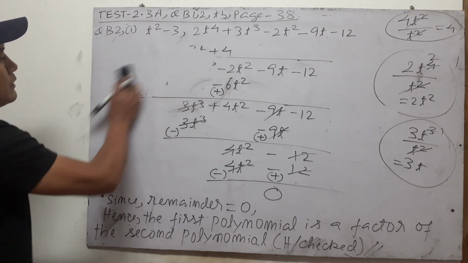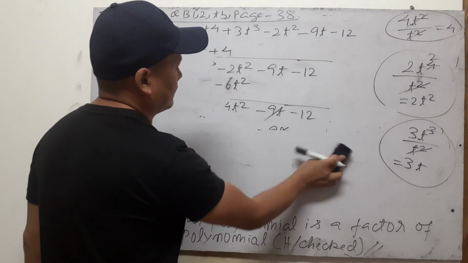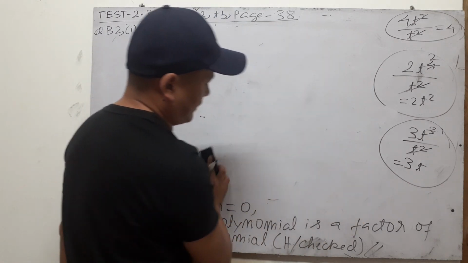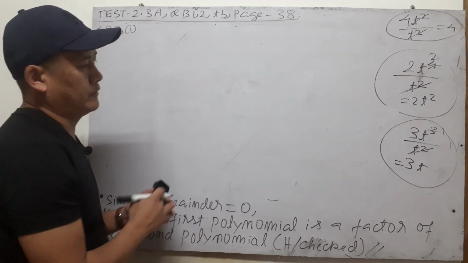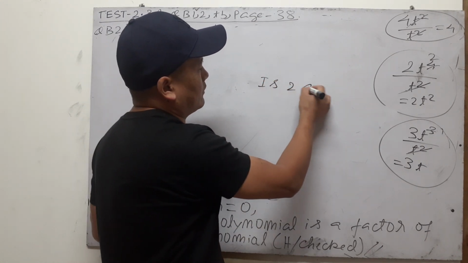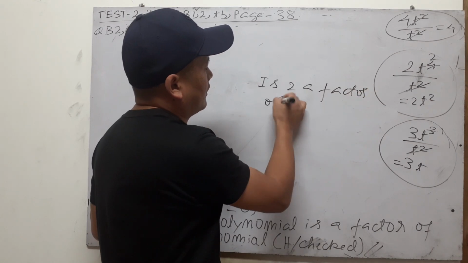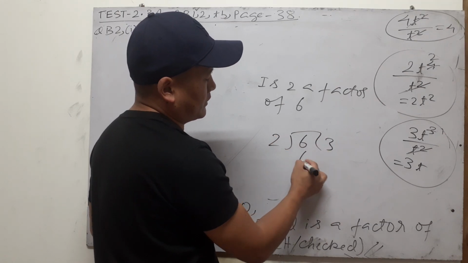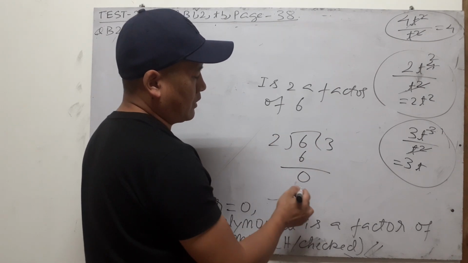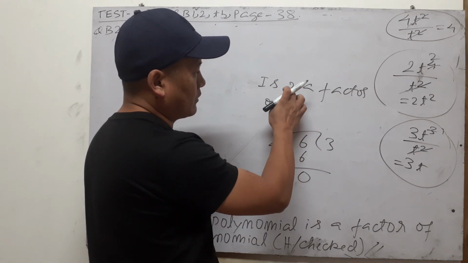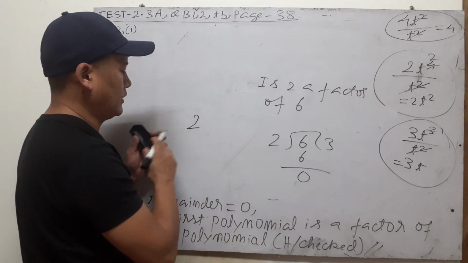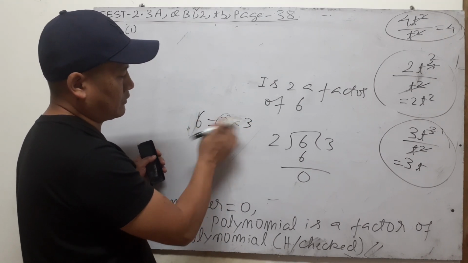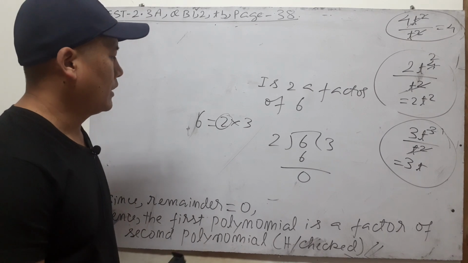Okay, second one. Now look here. Let me explain. Is this a factor of the other? With simple numbers, is 2 a factor of 6? First, second, so divide the second by the first. 2 threes are 6, and remainder 0. So remainder 0 means yes, 2 is a factor of 6. In other words, 2 threes are 6, so definitely 2 is a factor of 6 because 2 goes into 6, right?